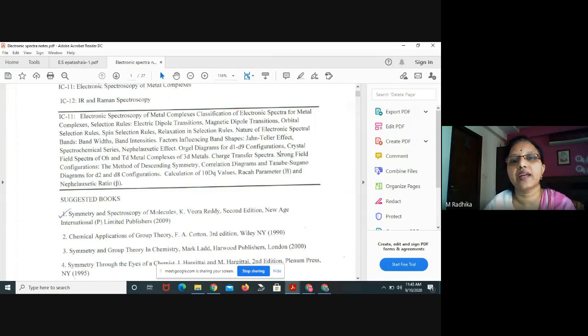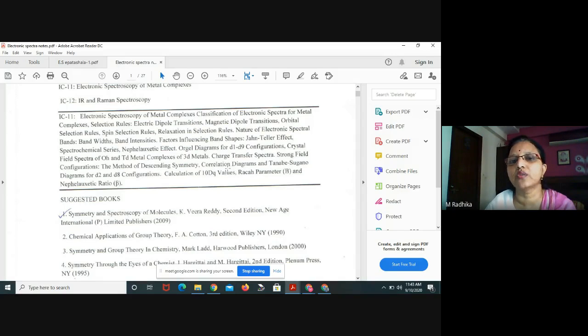Then we are going to study the electronic spectra of octahedral and tetrahedral metal complexes of the 3D metals. Then charge transfer spectra, CT spectra. Then in the strong field, you are going to study the method of descending symmetry. This also we have done, how the symmetry is going to change once substitution is taking place. Then you studied Orgel diagrams in your previous sem. This sem we are going to study two more diagrams, that is correlation diagrams and Tanabe-Sugano diagrams.